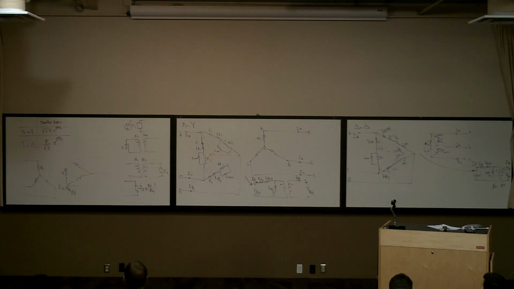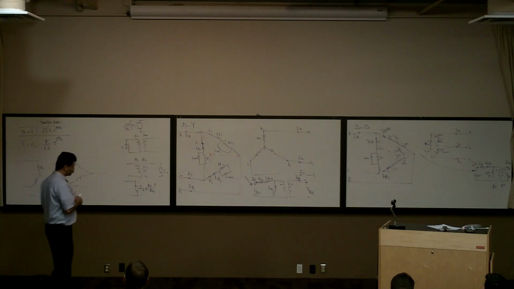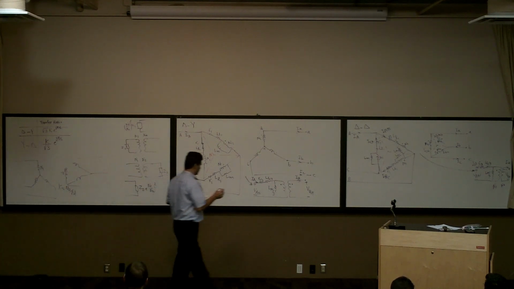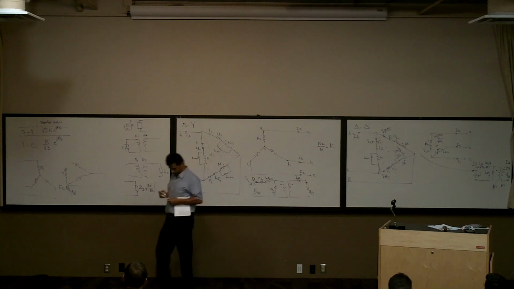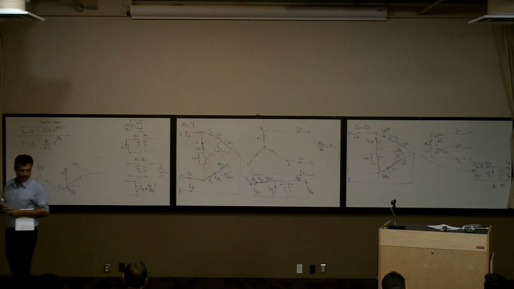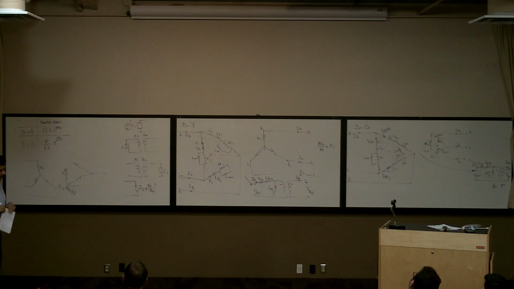Let's call it N2 over N1. Okay, I made it a little bit easier. Now tell me. No, what would it be? 1 over 3K. 1 over 3K.